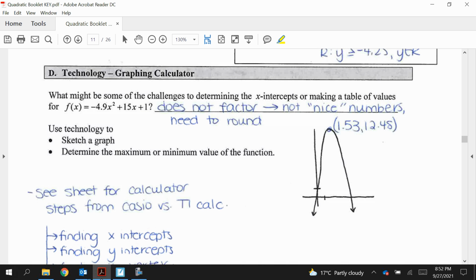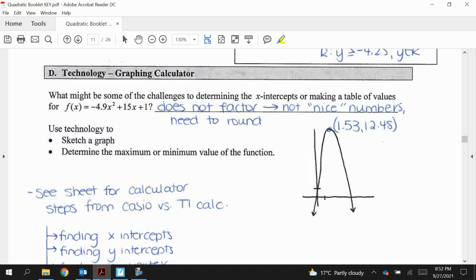So what might be some of the challenges to determining the x-intercepts or making a table of values for that guy? So y is equal to -4.9x squared plus 15x plus 1. It does not factor, so we can't do factoring by decomposition. That's not going to get us anywhere. And they're also just kind of ugly numbers. They're not nice round numbers that work nicely. So you end up needing to round your values and it doesn't work out so nice.